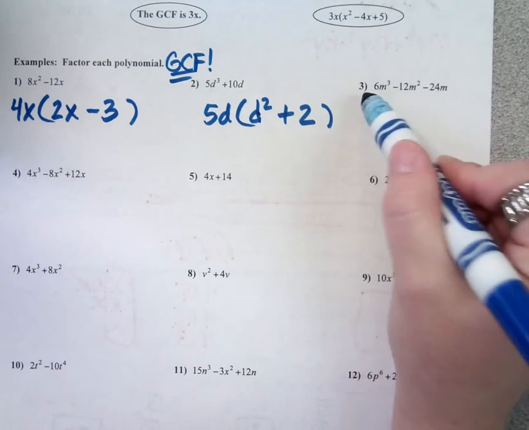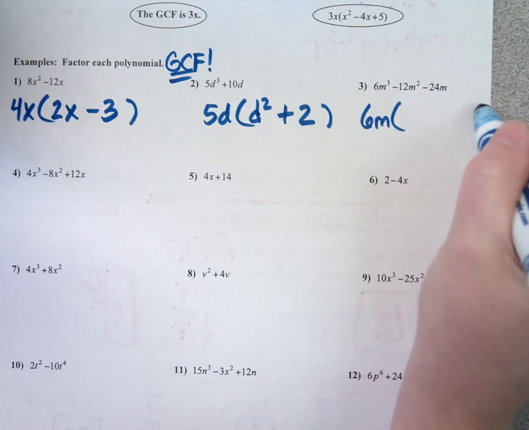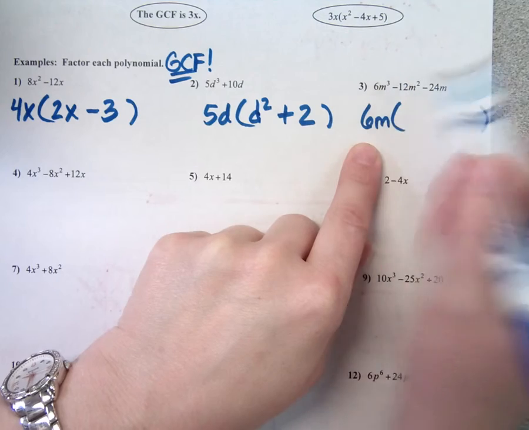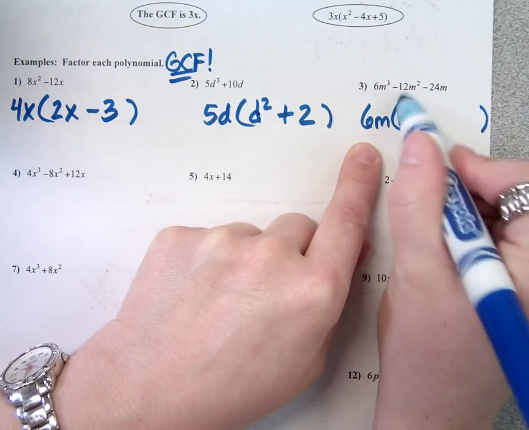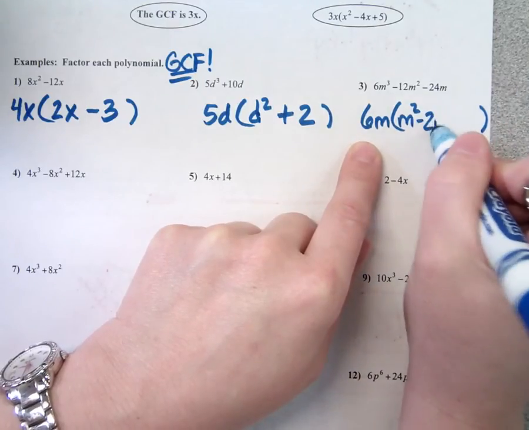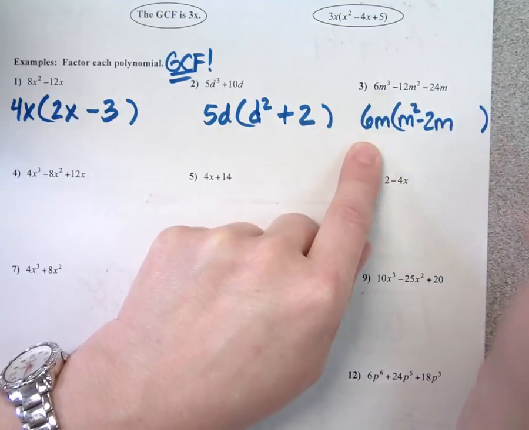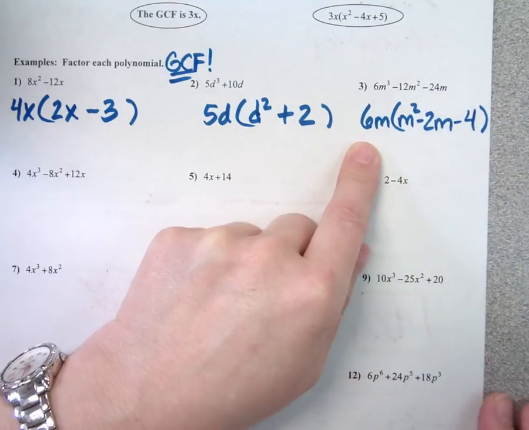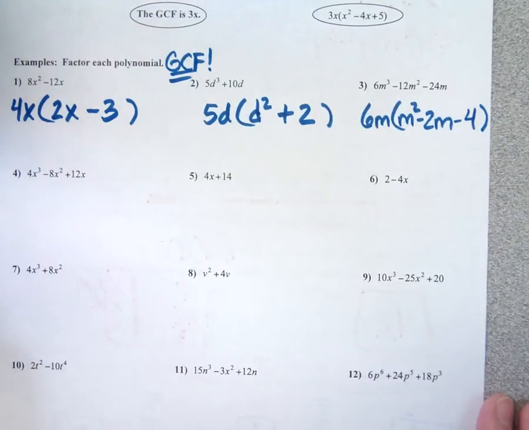Okay, number 3. What do you think the GCF is? 6m. And once I find the GCF, I build my parentheses back behind it. So 6m times what would give me 6m cubed? M squared. And 6m times what would give me a negative 12m squared? A negative 2m. And 6m times what would give me a negative 24m? A negative 4. And then that's it. And like I said, sometimes you can factor what's in the parentheses a little bit more, but today that's all we're going to do.